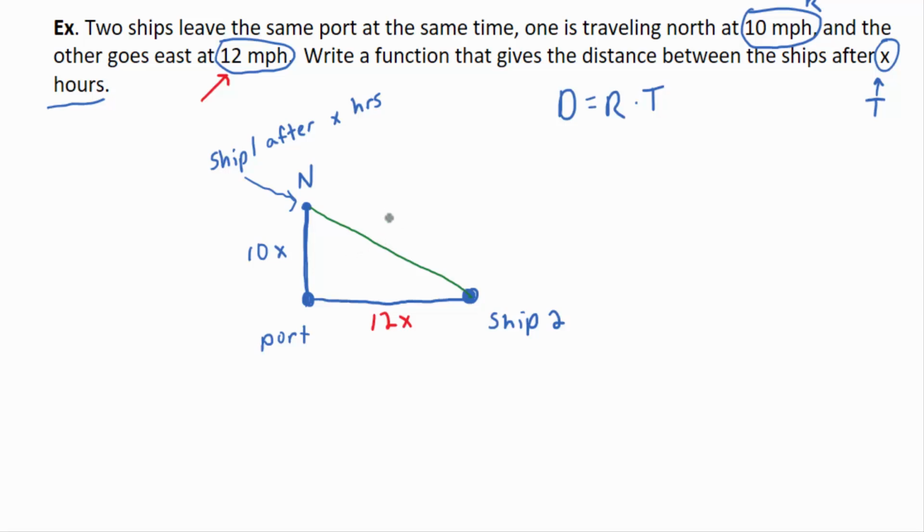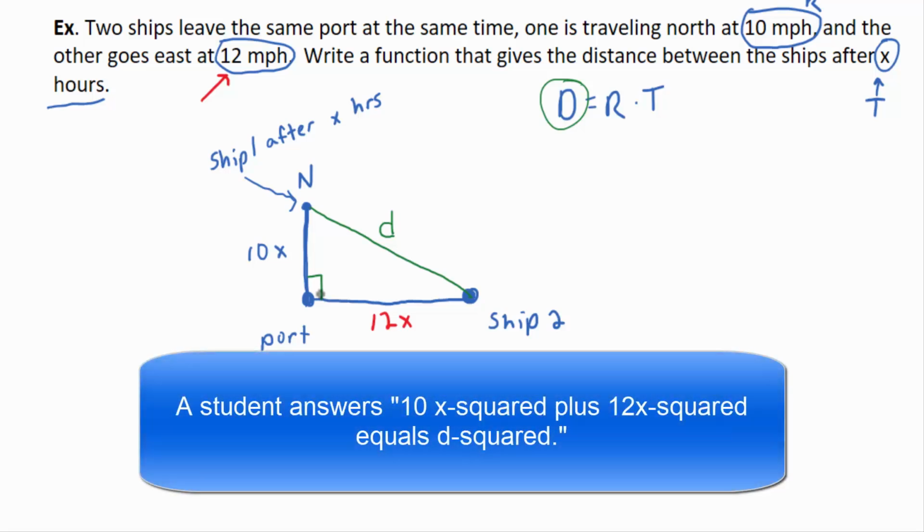We could call that d for distance. I'm going to use lowercase d, not to be confused with the d from that formula, right? So that's really instead of c, that's the length of the hypotenuse, right? So what's the relationship between d, 10x, and 12x, assuming that this is a right angle right there? 10x squared plus 12x squared equals d squared.